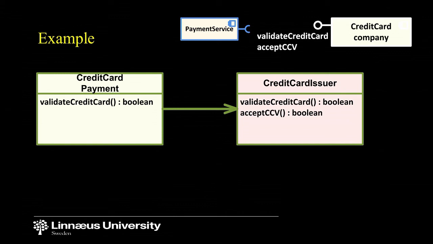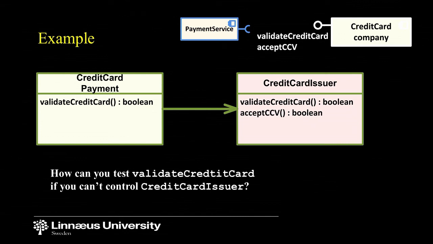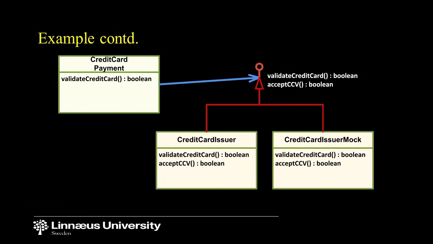So this is a class structure for the credit card payment, the credit card issuer. And we think that, okay, this thing goes up here because validate credit card is not something that we can do. It must be done up here. Okay? So how can we do that if we can't control the company that issued the credit card? I gave you the answer. We emulate the behavior of the credit card issuer.